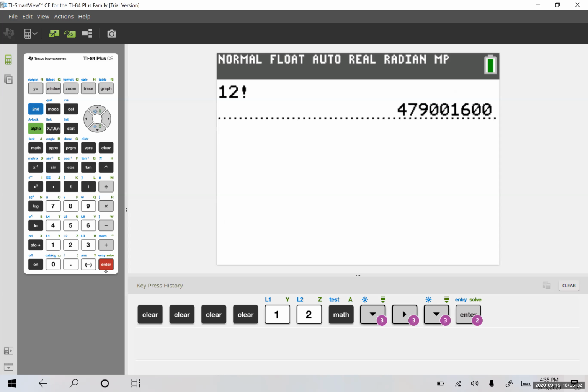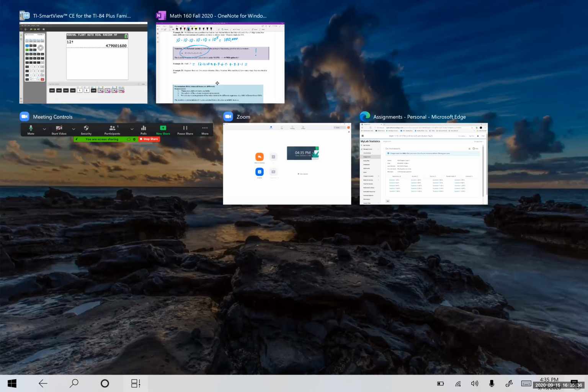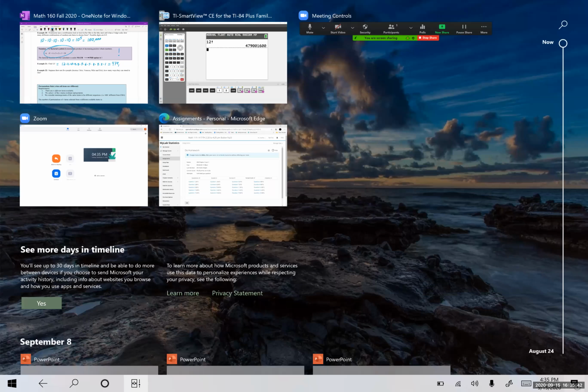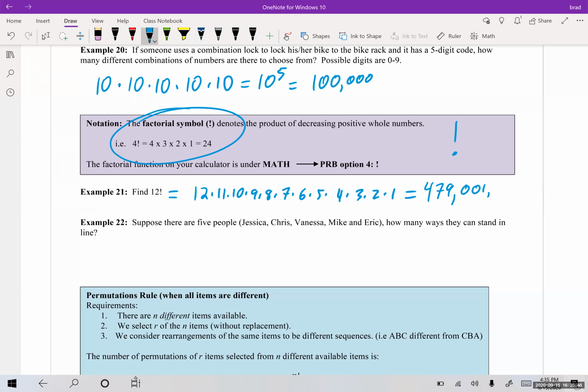What is that? 479 million 1,600. That's what 12 factorial means. Okay. So you do 12 times 11 times 10 times 9 times 8, and the numbers just get bigger and bigger.